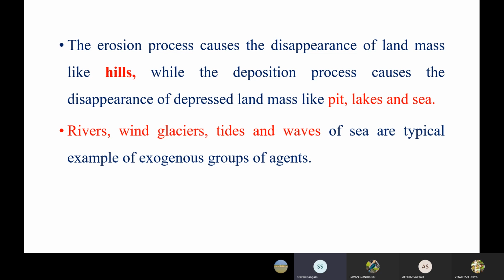So whenever erosion takes place on the surface, landmass may disappear, for example hills. A deposition process may cause the disappearance of depressed landmasses like pits, lakes, and seas. Examples of exogenous geological agents are rivers, wind, glaciers, tides, and waves of seas.